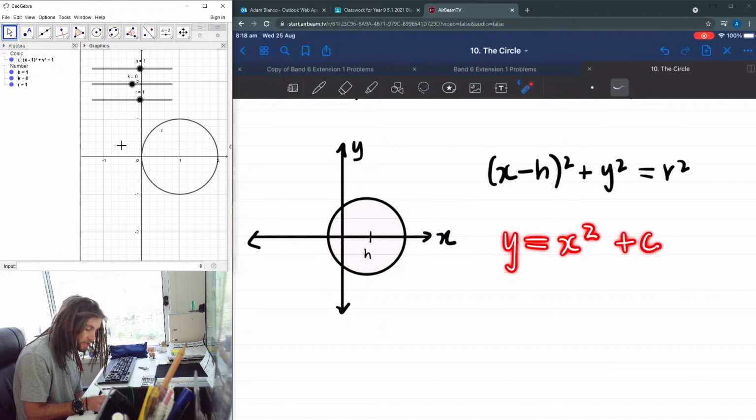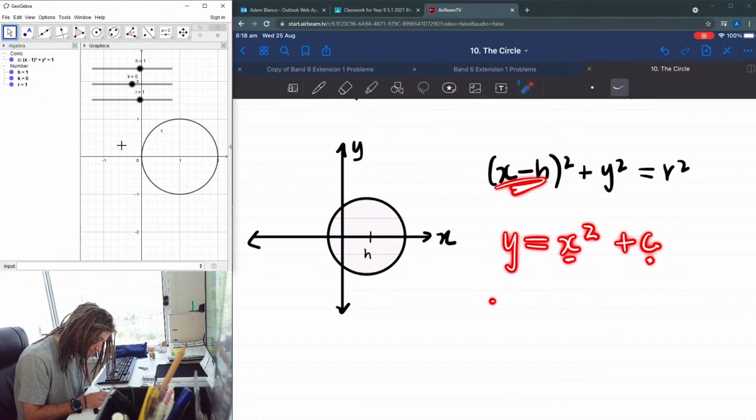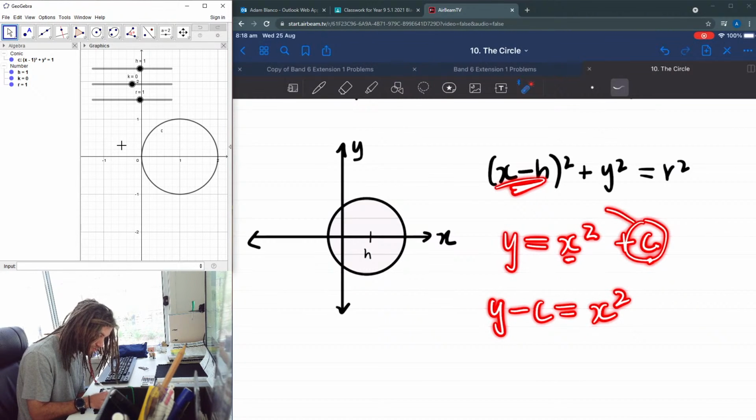Now, what that's actually doing is, when I have something right next to the x, like this, it moves it in the x direction. Now, this isn't right next to anything, but I can make it so it's right next to something. So I can rewrite this as y minus c equals x squared. All I did was grab this and move it over.